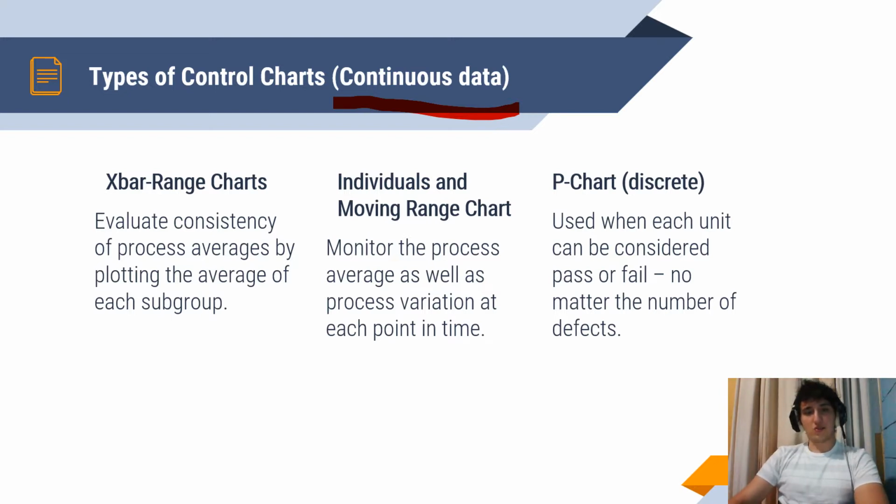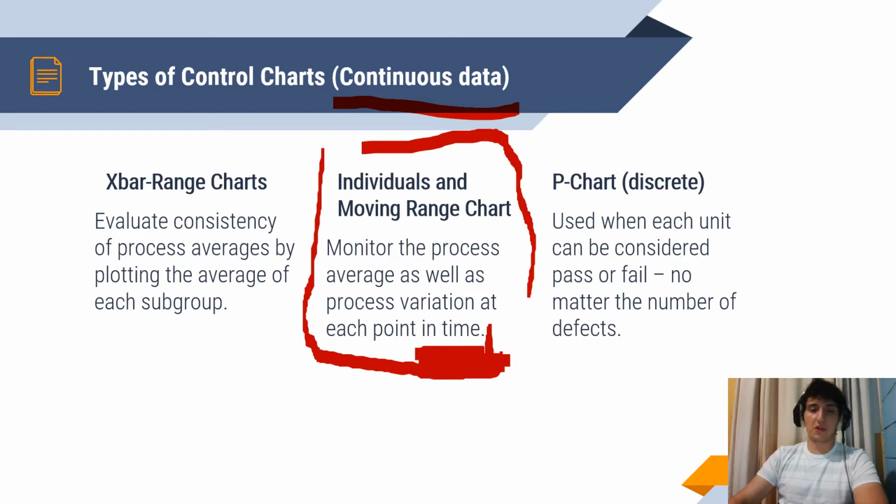Also, we have the individuals and moving range chart. Basically they are used to see how a process is going over time. So the key word right here is time. This is how we improve over time, and we try to make things better every time. So that's why we use them to compare past processes with recent ones and see if we are improving or if we are doing things wrong.